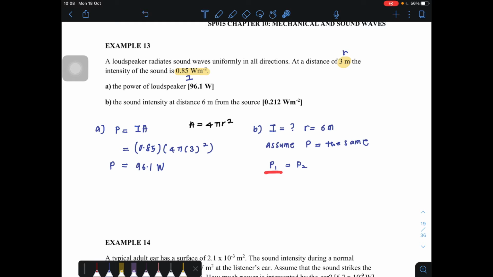So P1 tadi kita sudah dapat, which is this one, 96.1, and then P2 adalah I2 A2. So this is what we want, the intensity when the distance is 6 meter. So sini kamu masukkan I2, and then area adalah 4 pi r square. So kita akan dapat I2 is equal to 0.212 watt per meter square.